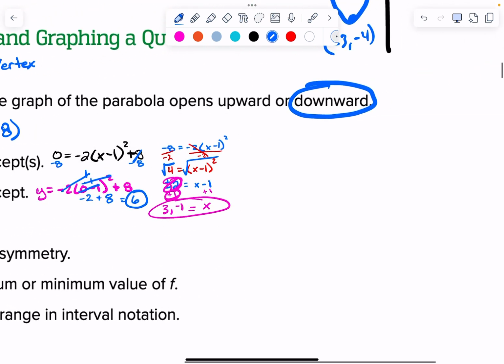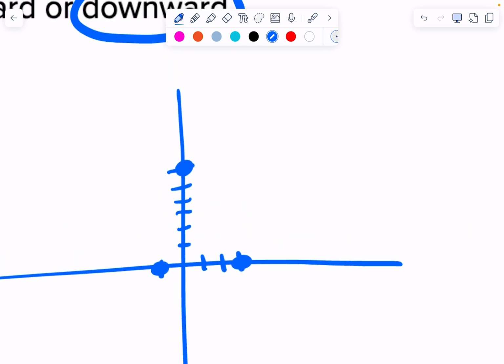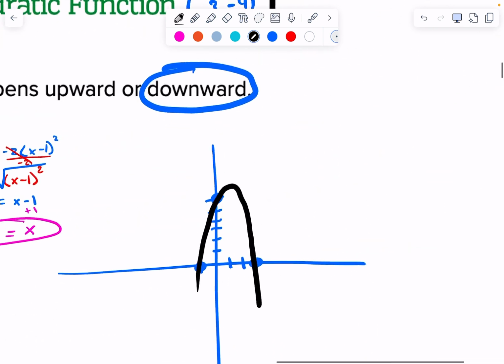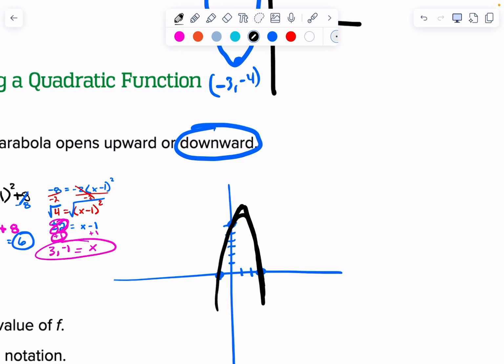All right, sketch the function. The y-intercept, 6, is here. And it's touching the x-axis at 3 and negative 1. Is the y-intercept the vertex? No. The vertex is on which side of it? The right, a little bit to the right. So it does go up a little bit higher there. We know what the vertex is. What's the vertex? 1, 8. Yeah, so it should be right here.